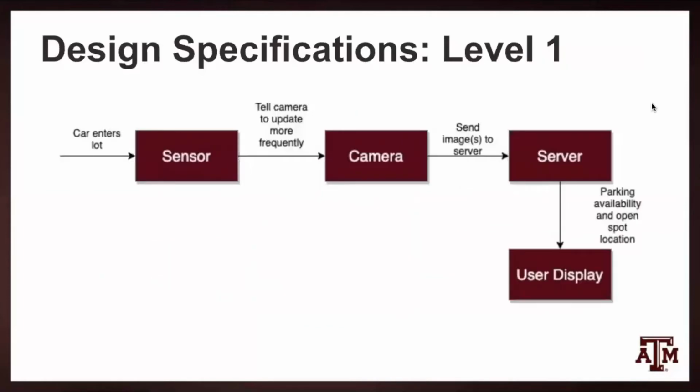So basically, a car enters a lot. It goes through the sensor. The sensor is going to tell the camera to start taking more pictures frequently, and then we send those pictures to the server, where it goes through the machine learning process, and then we display the open available spots to the user. It can be through a display system or a website.